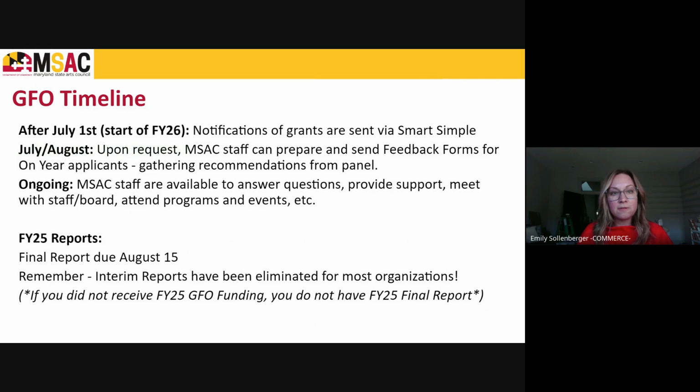Then you can expect your notification of the FY26 grants after the first of the year. We do have to wait until the fiscal year starts before we send out that notification, so it's usually around mid to late July. We try to get it out as soon as we can. And those notifications are sent via Smart Simple to the email connected to your account.